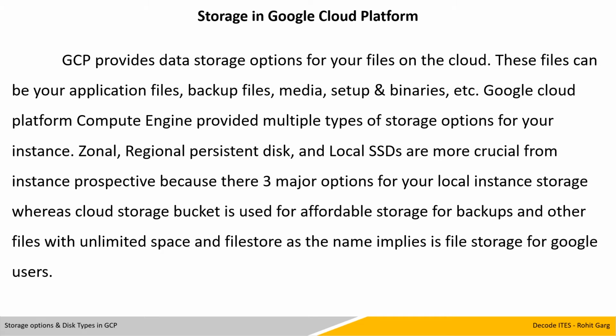Google Cloud Platform Compute Engine provides multiple types of storage options for your instance. Persistent disk, regional persistent disk, and local SSDs are more crucial from an instance perspective because these three are the major options for your local instance storage, whereas a Cloud Storage bucket is used for affordable storage for backups and other files with unlimited space, and Filestore, as the name implies, is used for file share or file storage for Google users. Google storage can be divided into two major components, major storage options and further disk types.